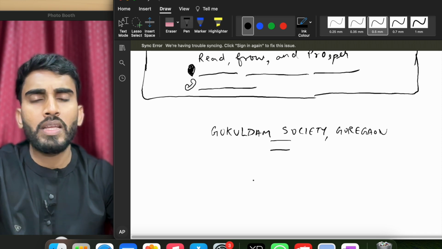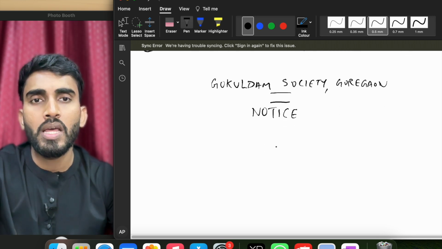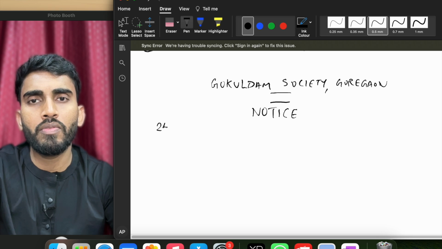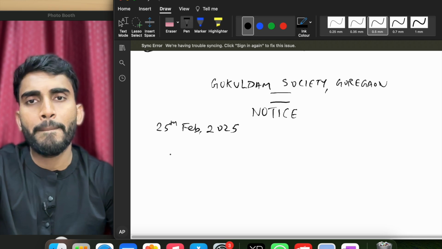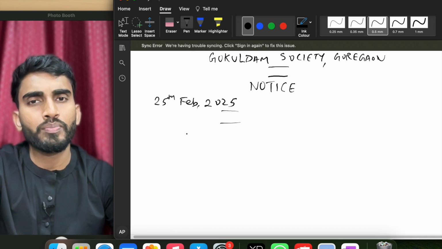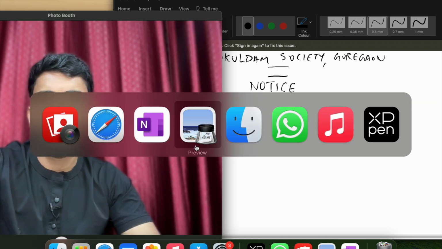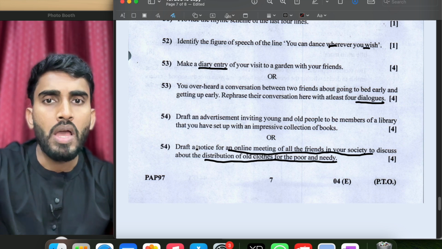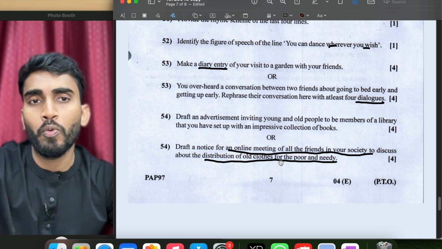Then leave one line, give the title, give a heading that it is a notice, and then you have to give the date. So date, let us say 25th of February 2025. Then leaving one line, you have to write the title. So the title will be based on the question. The question is, an online meeting to discuss about the distribution of old clothes for the poor and needy.